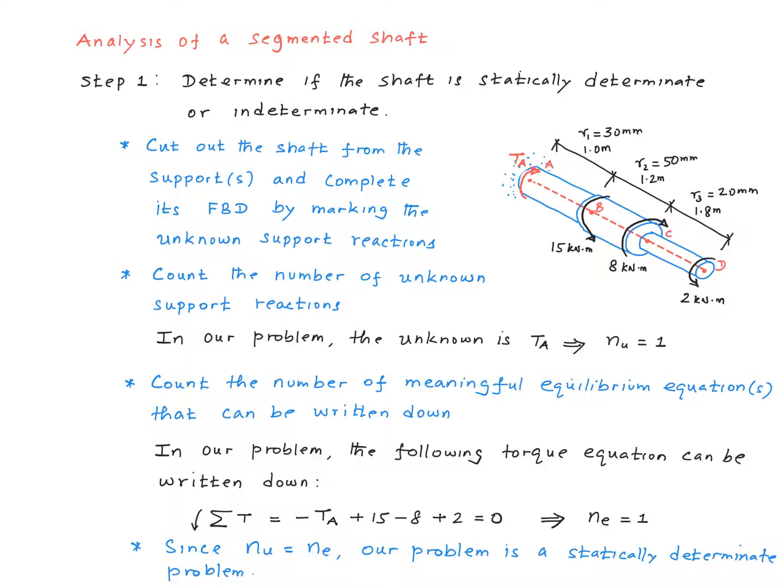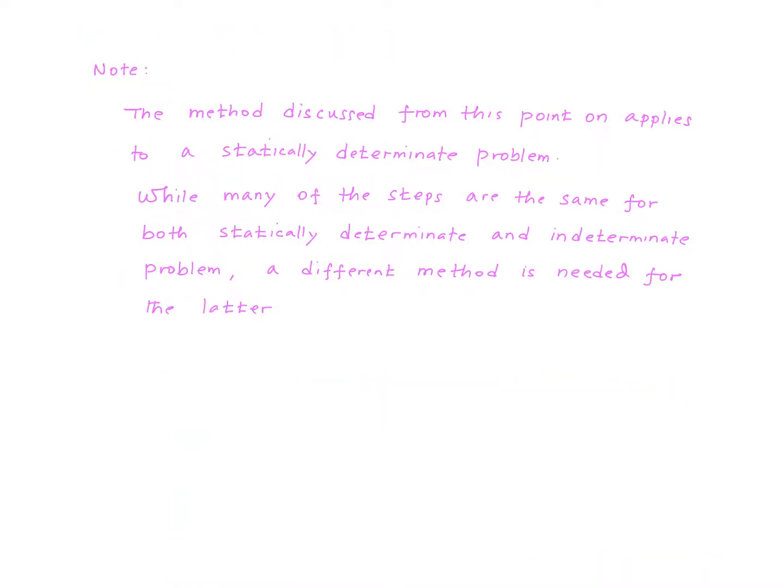Then we see what kind of meaningful equilibrium equations can be written down for the free body diagram of the shaft. In our case, it will be a torque equation like shown over here. So we can write down one equilibrium equation, and therefore Ne is 1. Since Nu and Ne are equal to each other, what we have is a statically determinate problem. So the method discussed from this point on applies to a statically determinate problem.